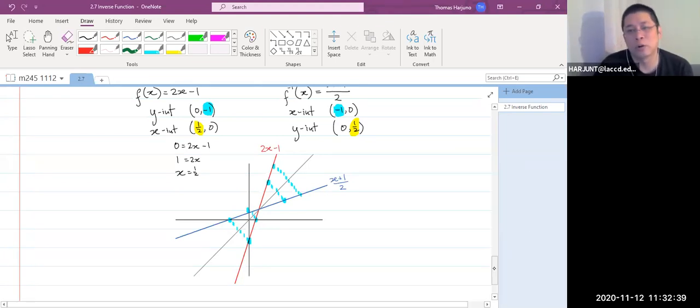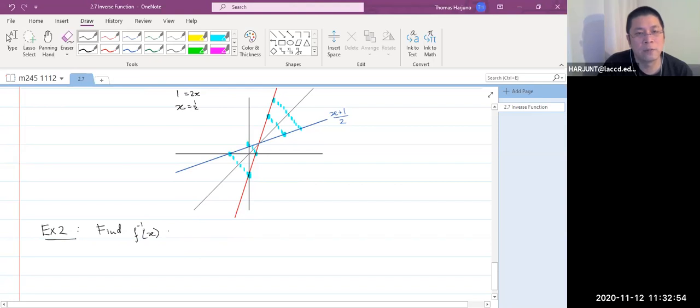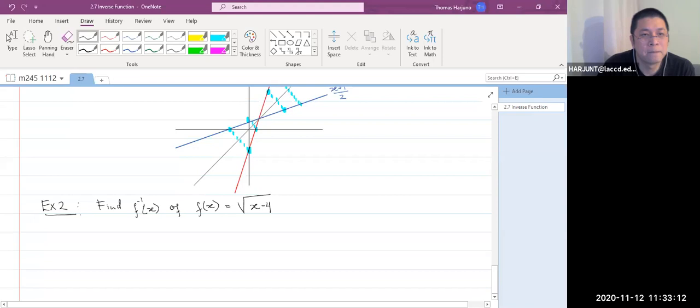Now let's do more, following that procedure. For example, find f inverse of x for f(x) = square root of (x - 4). Solution. f(x) = square root of (x - 4) has a domain. The domain here is x must be greater than or equal to 4. Is it right?